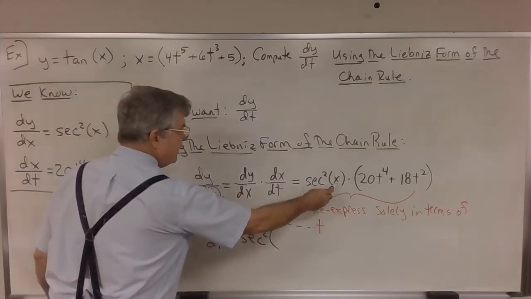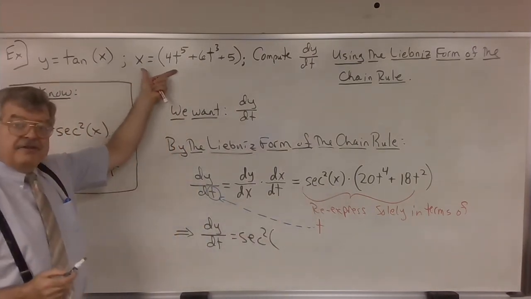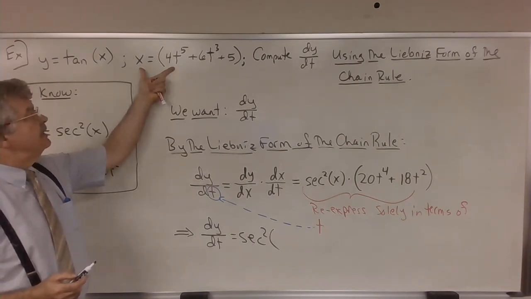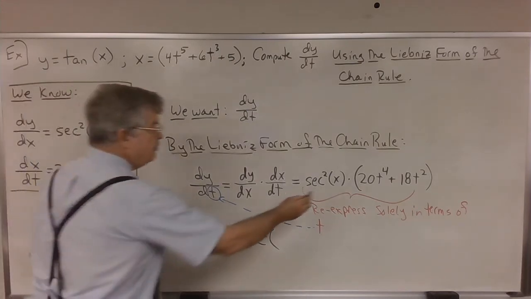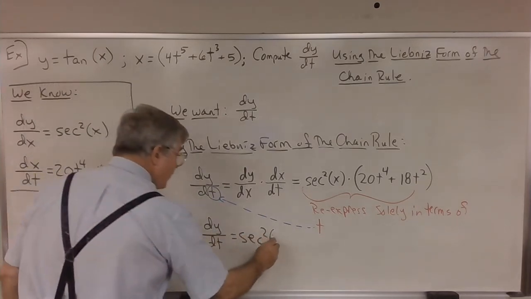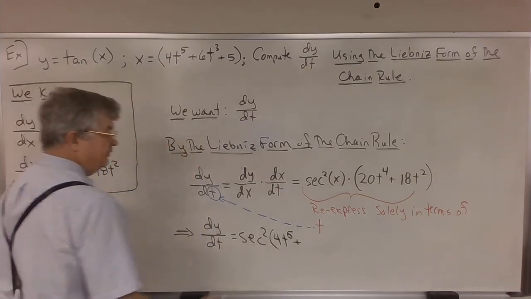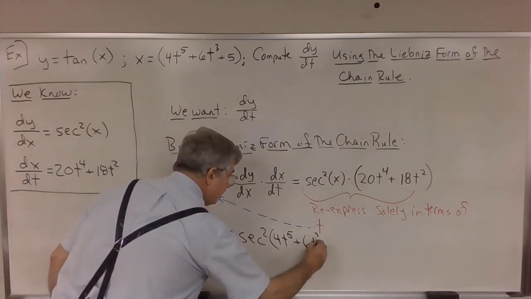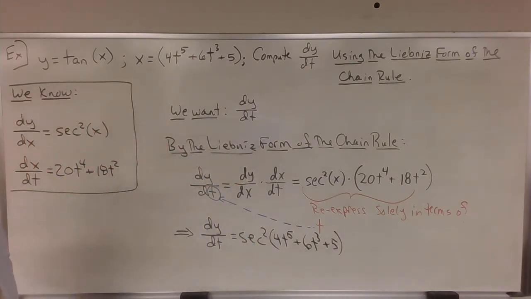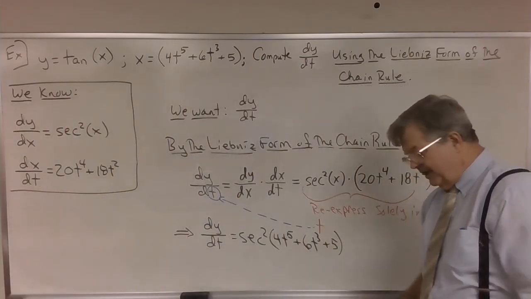I have to replace x with an equivalent expression in terms of t, and this tells me how to do it. This gives me x in terms of t. So instead of putting x here, I'll put this expression in terms of t. 4t to the fifth plus 6t cubed plus 5. Okay. I got rid of my x and exchanged it for t's.